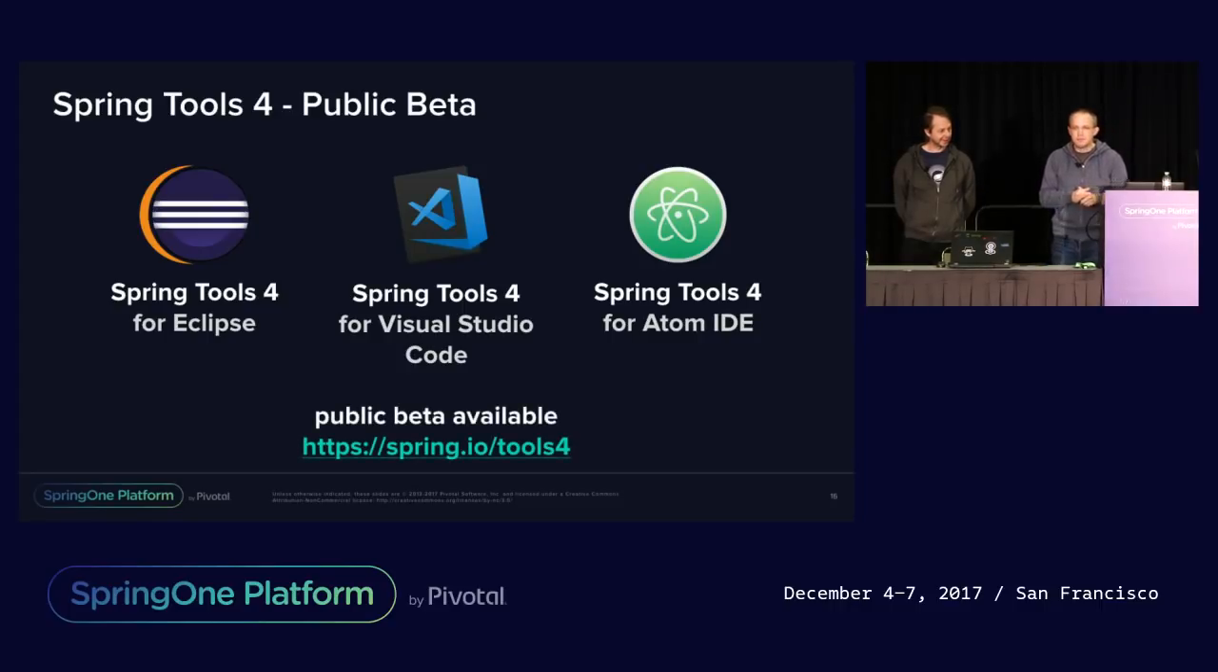And all that is public beta now. So it's not the final version. So relax. You can try it out. You can download. You can play around with it. You can use it if you want to. It's a public beta, which is available on the new website, spring.io/tools4. You can just go ahead, download, and start using it.